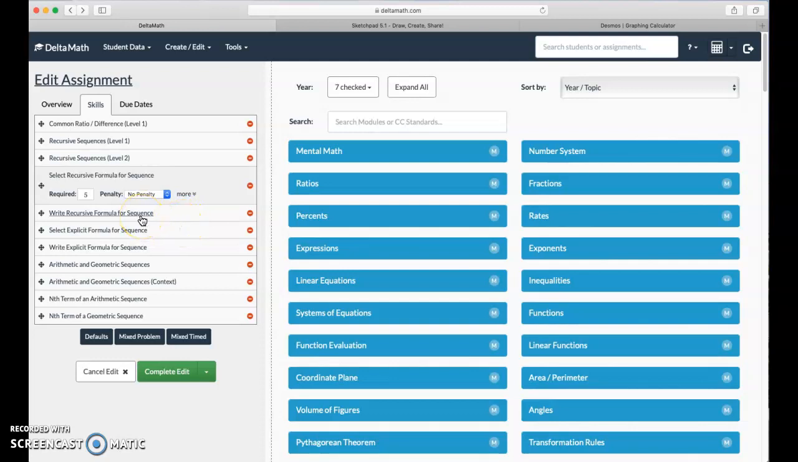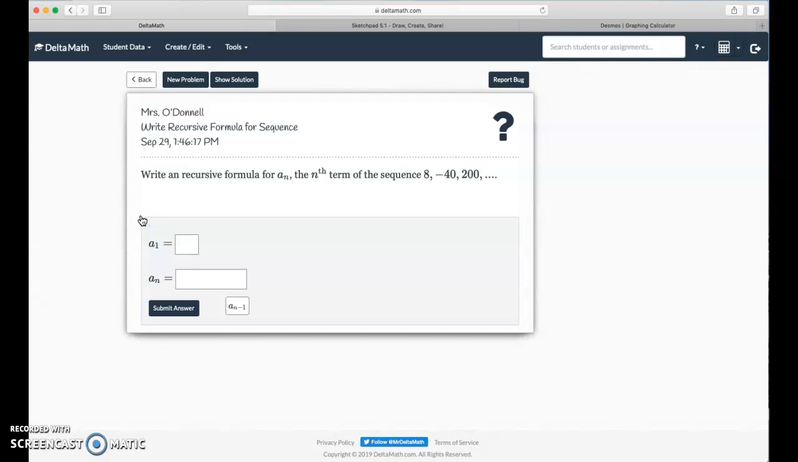All right, this next Delta Math video is writing recursive formula for a sequence. So whenever you're writing a recursive formula, you have to state the first term, and then you have to use that sort of subscript, previous term notation, right? So stating the first term should be fairly simple. You're just looking at your sequence, grabbing the first number, typing it in, okay?